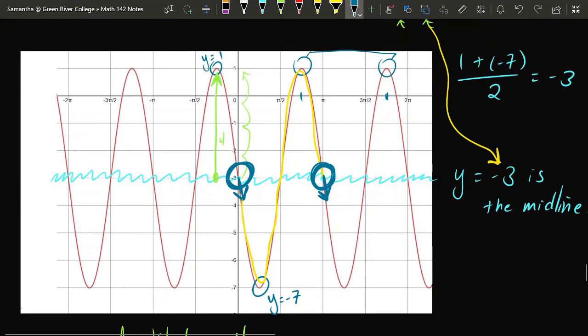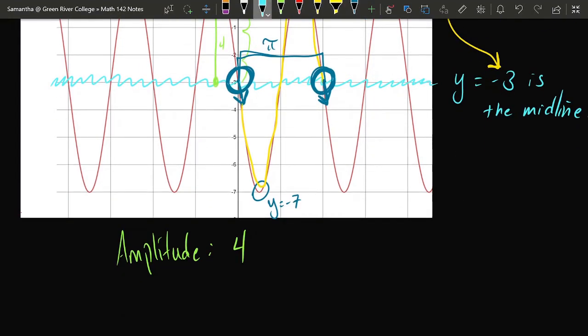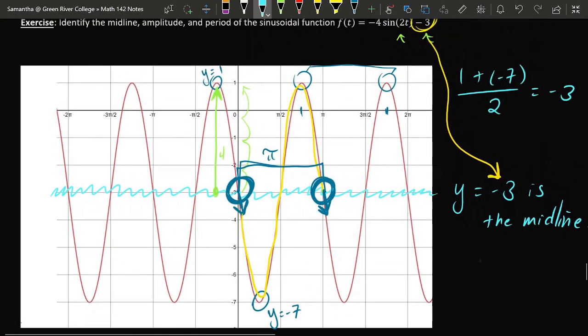So now that I've found 2 positions on this wave which have matching behavior and which are 1 cycle apart, let's figure out the distance between these 2 locations. Horizontally it looks like they are pi units apart. Because they're horizontally separated by pi units, and it takes pi units for the period to repeat, that is going to be the period of this particular sinusoidal function.